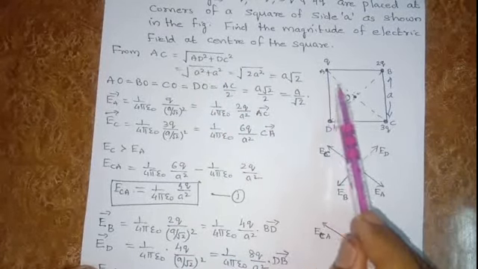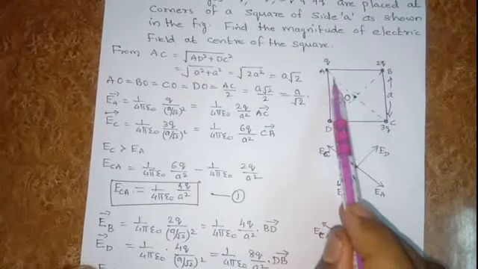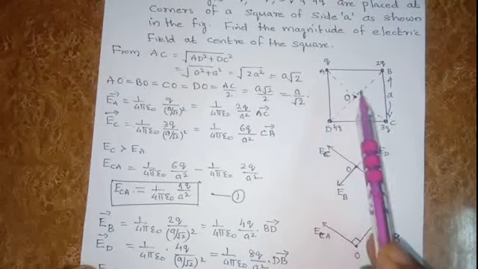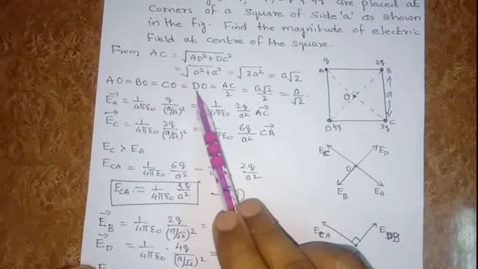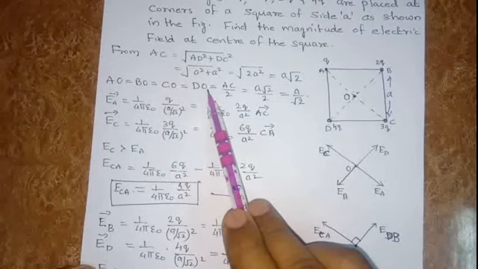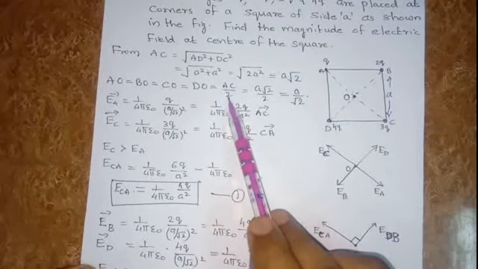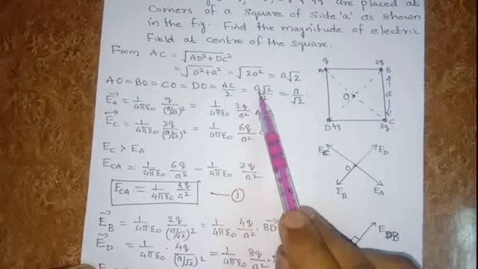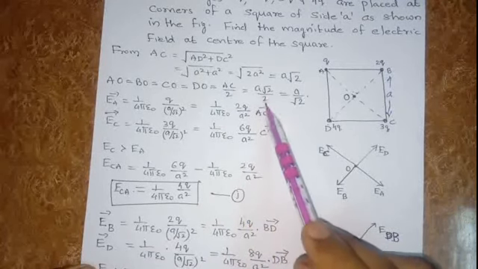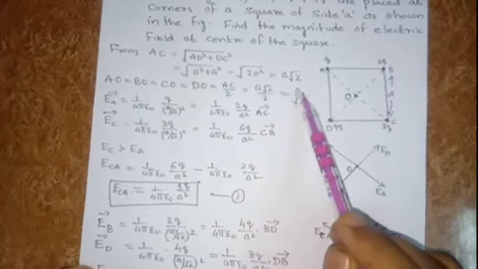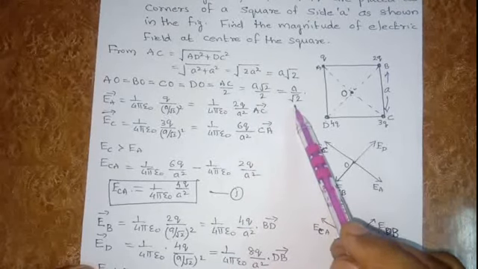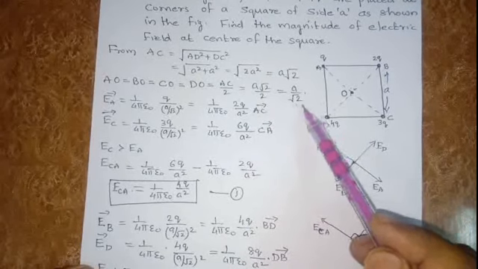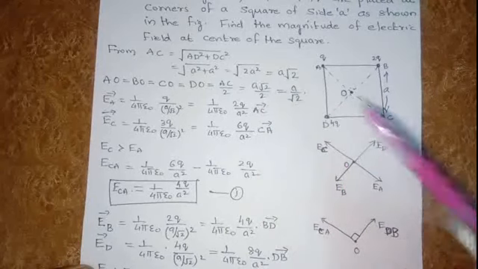So that is the diagonal AC, but I need the distance AO. That will be equal to BO, equal to CO, equal to DO, and that distance will be half of the diagonal AC. Therefore, it will be a root 2 divided by 2. That will be a by root 2. So this will be the distance between the charges and the center.